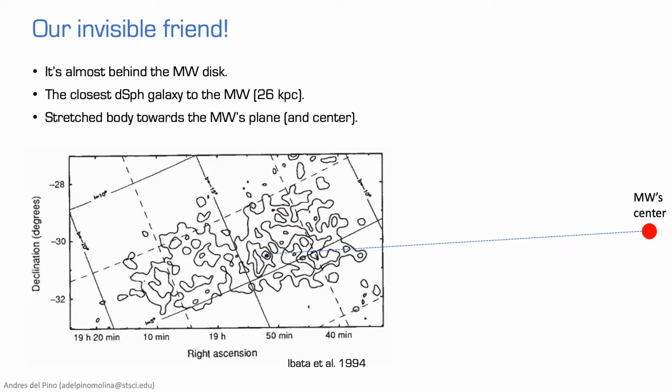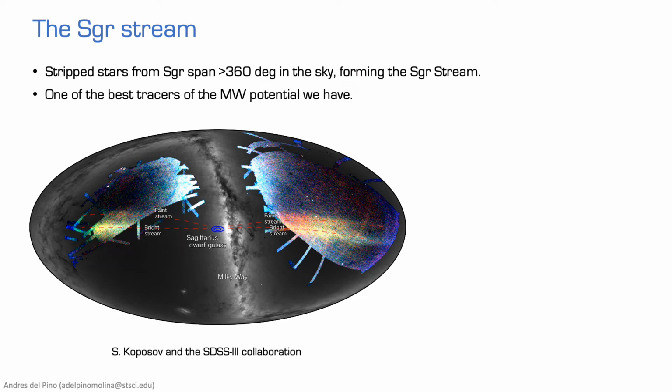shaping this galaxy. We now know that Sagittarius is a much more complex and larger system, and that its stars are being stripped from its main body as it falls into the Milky Way potential. These stars circle the entire sky several times, forming what is known as the Sagittarius stream, which is one of the best tracers of the Milky Way potential we have.